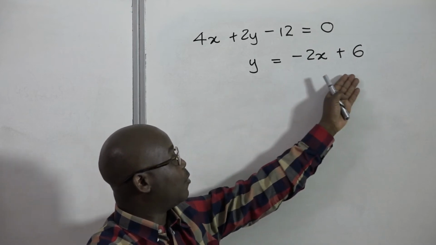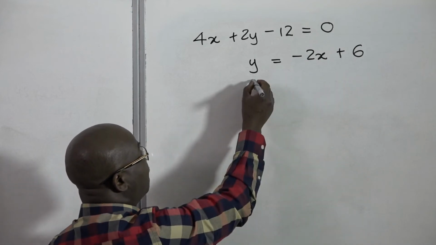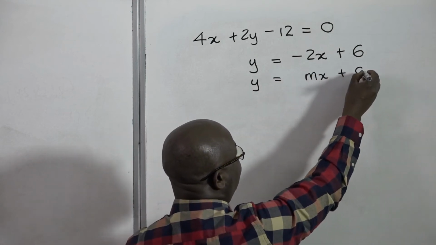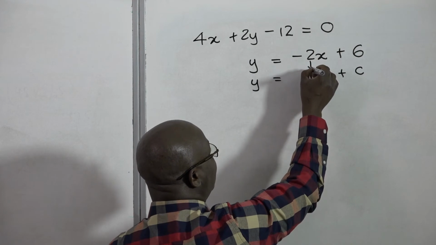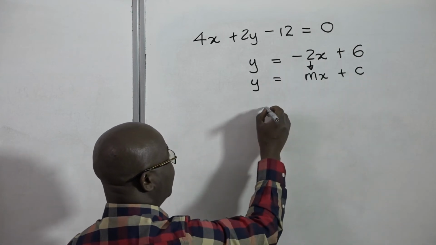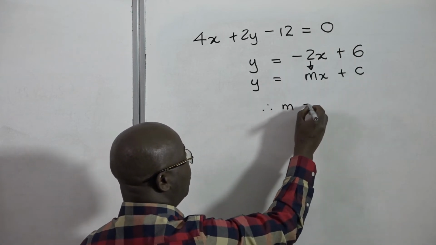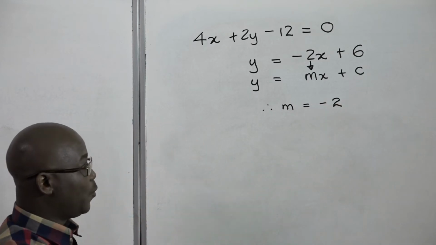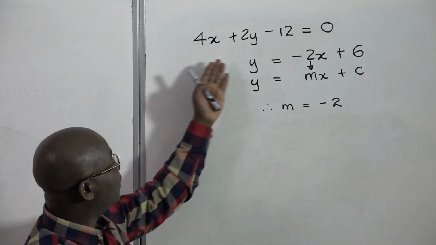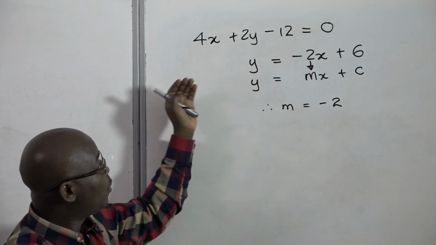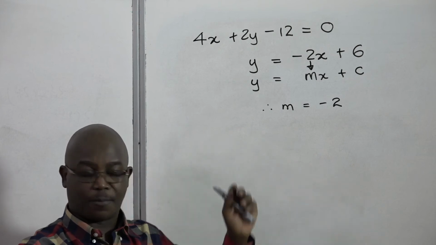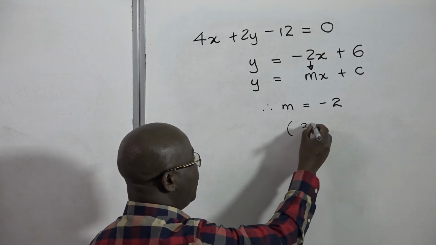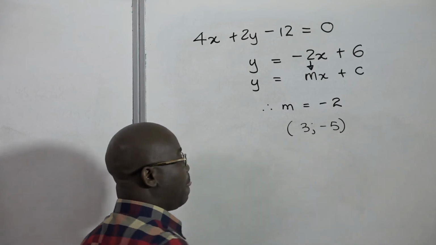And therefore, we are now clear because we have written it in the form y is equal to mx plus c. So already our gradient is minus 2. I can safely say, therefore, m is equal to minus 2. Then we are told that this line will also cut through the point (3, -5). So we also have the coordinate (3, -5).